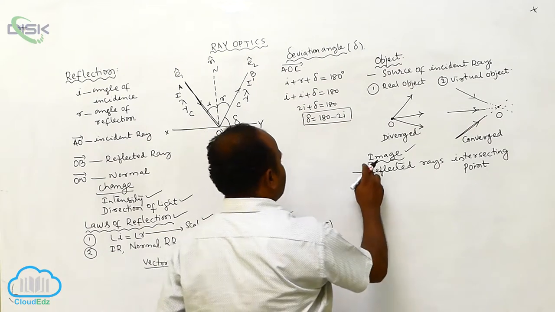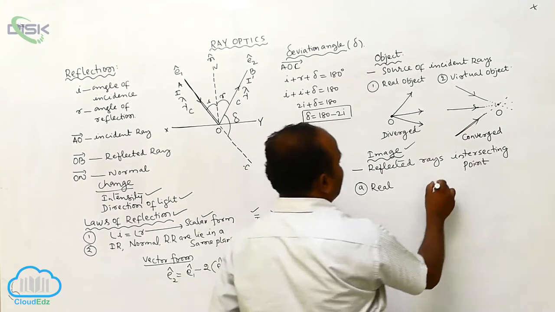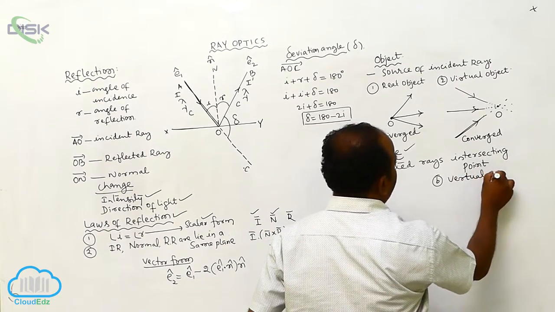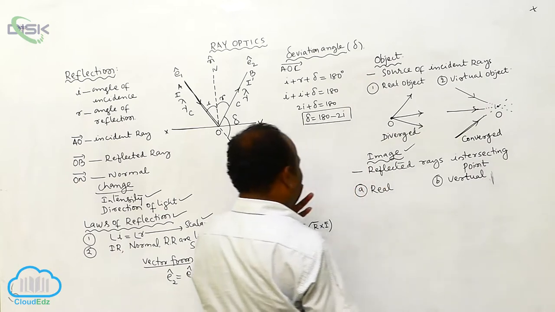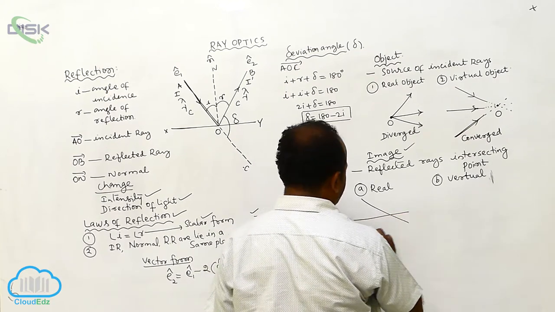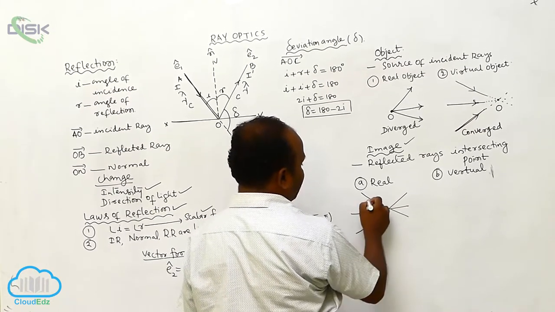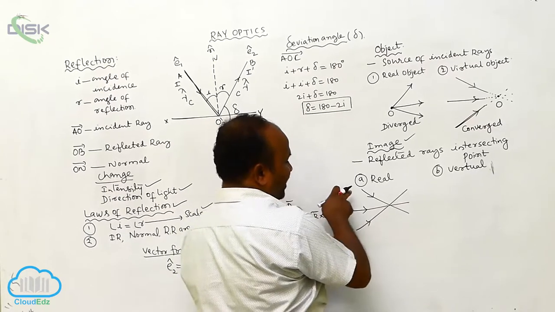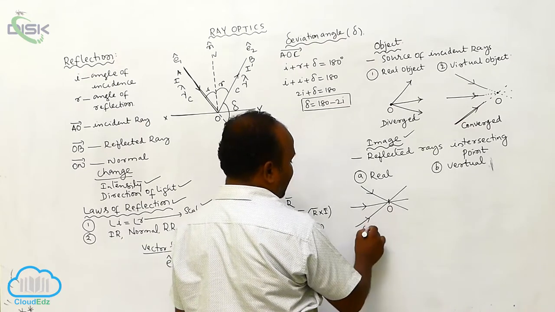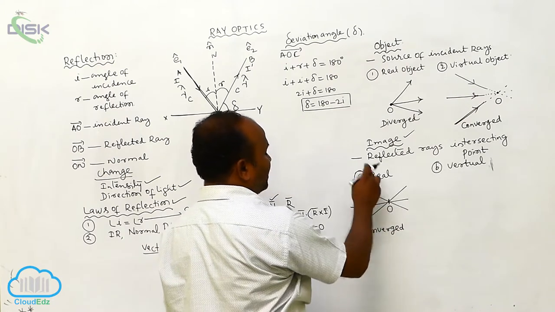Again, these images are of two types: real image and virtual image. For a real image, if the light rays are like this, these are called reflected light rays. The reflected light rays really intersect at a particular point. Therefore, the reflected light rays are converged, and such an image is called a real image.